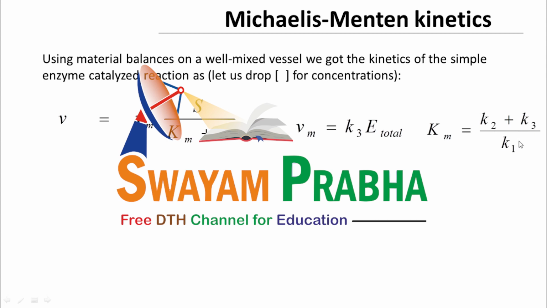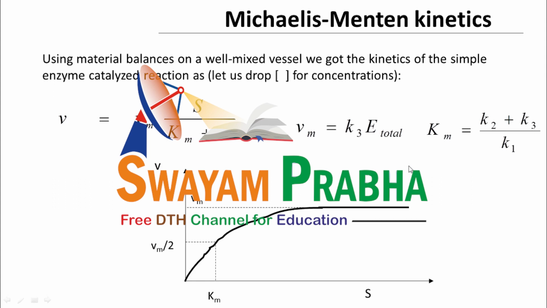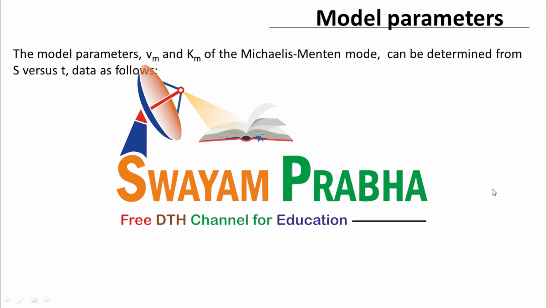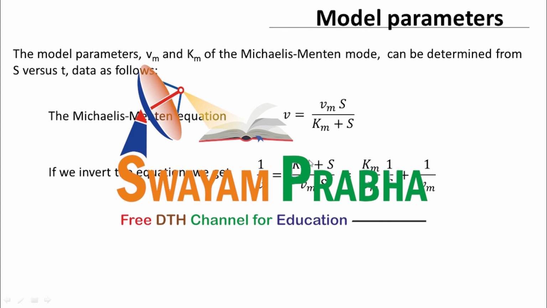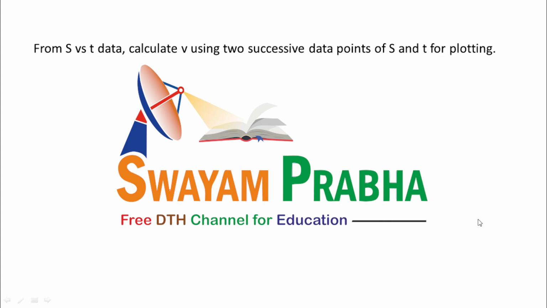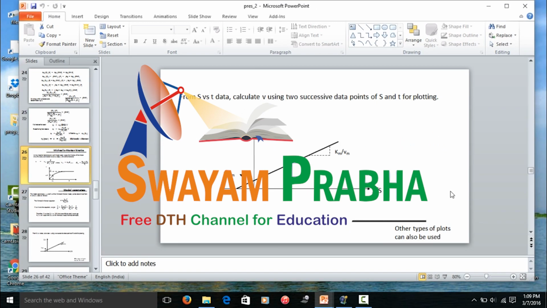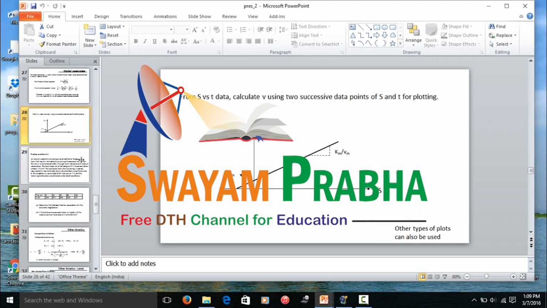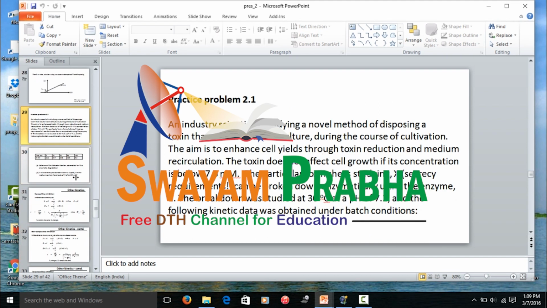Enzyme plus substrate giving you enzyme substrate complex, which further gives you enzyme back and the product of interest. So this is the representation in a graph, and then we found out a way to find the model parameters Vm and Km by the Lineweaver-Burk plot and the basis for that, and we also did some practice problems 2.1.